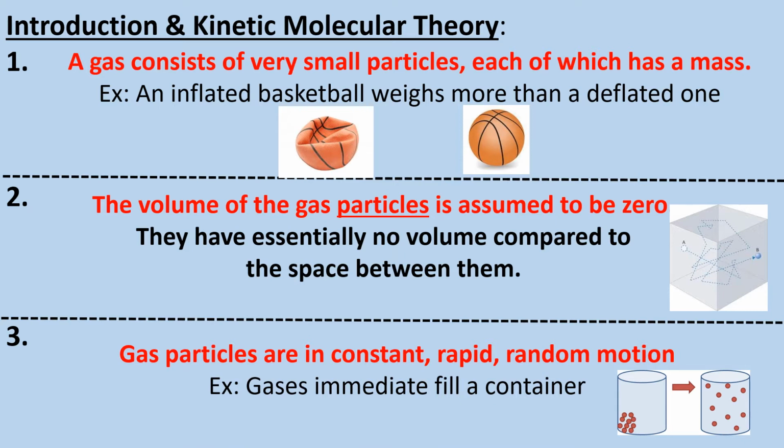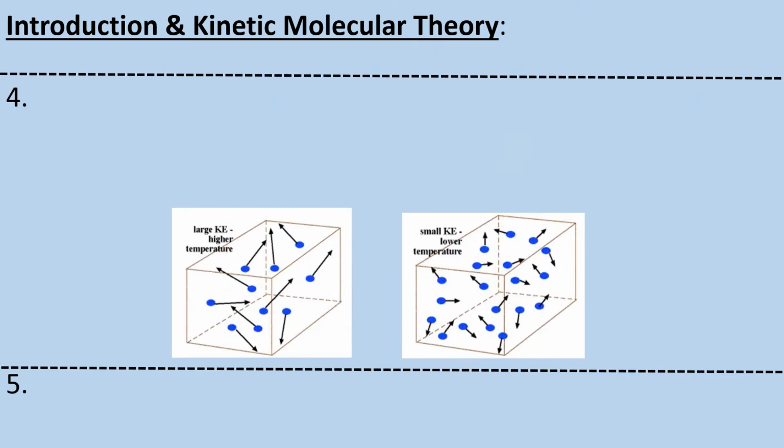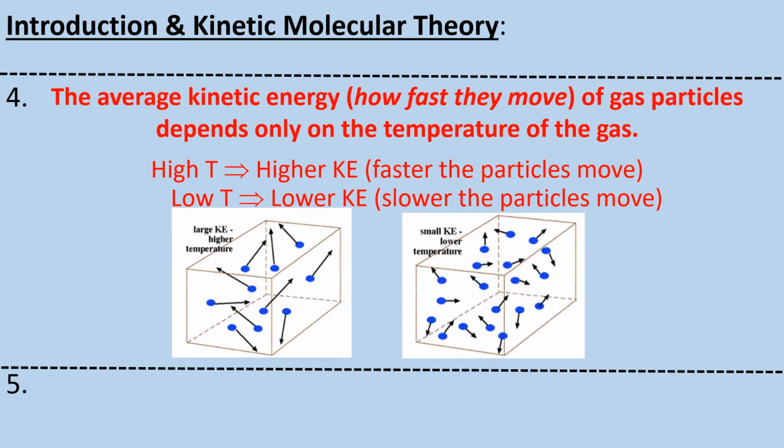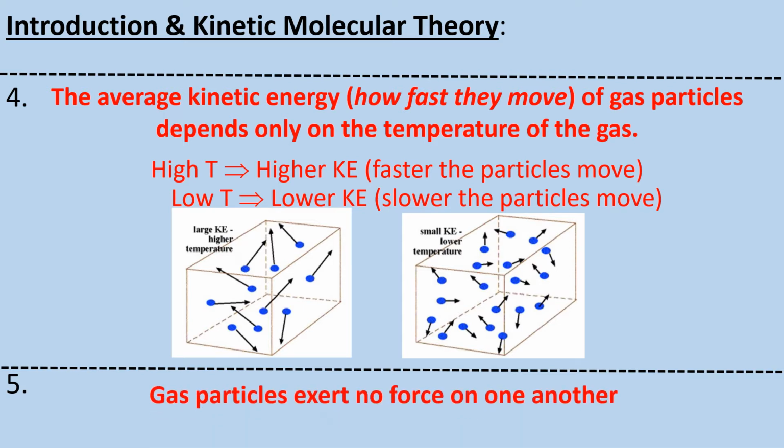Gas particles are in constant rapid random motion so that a gas will immediately fill its container. And the average kinetic energy, how fast they move, depends only on the temperature of the gas. High temperature means a high kinetic energy, which means it's moving faster. A low temperature, low kinetic energy, they're moving slower. And gas particles exert no force on one another.